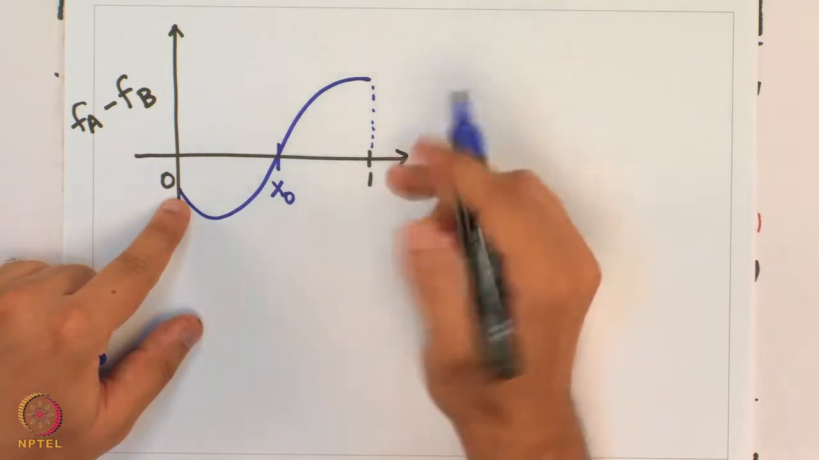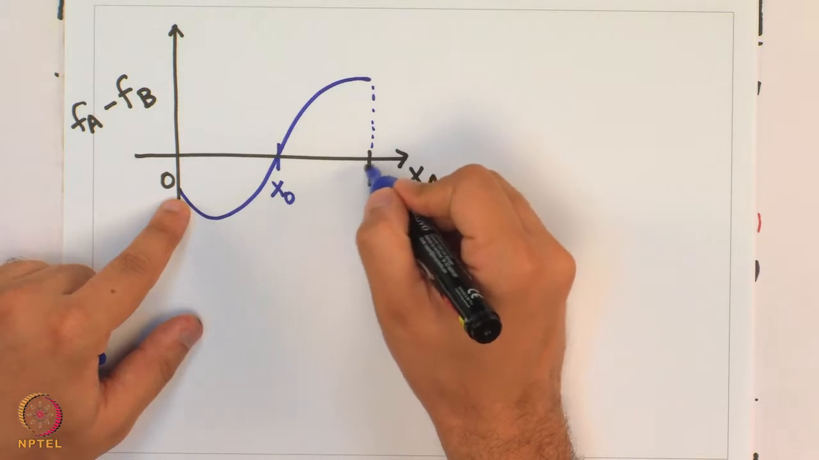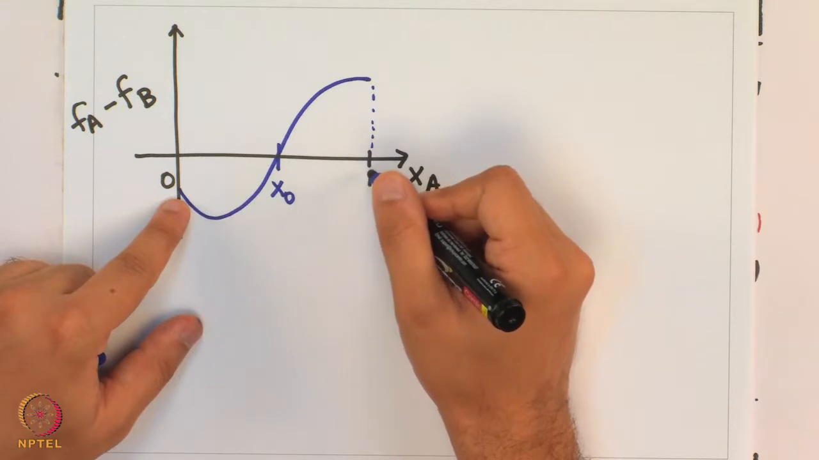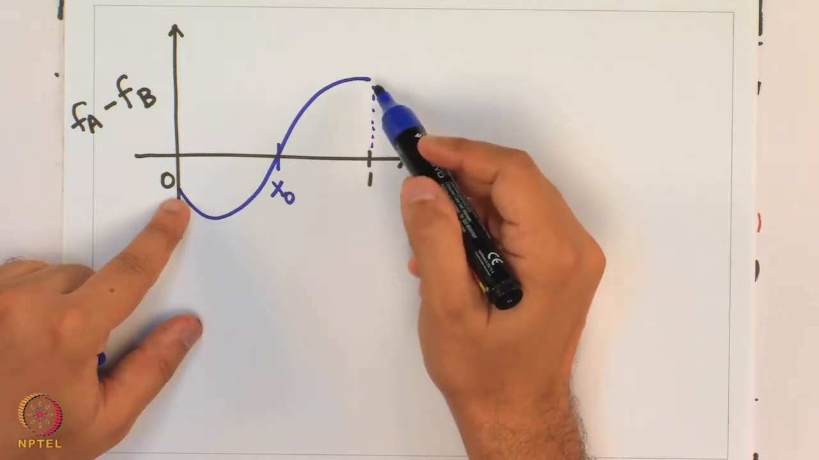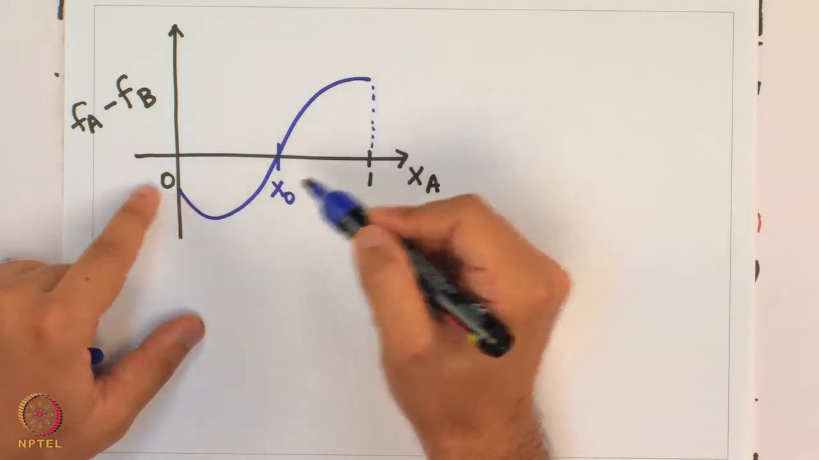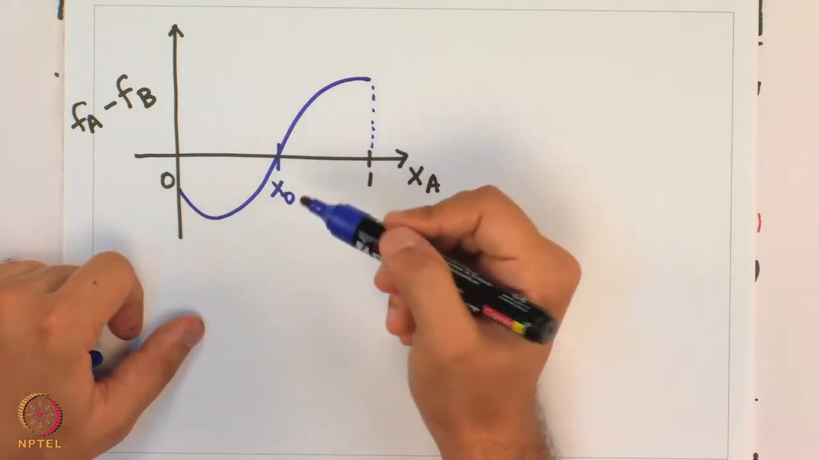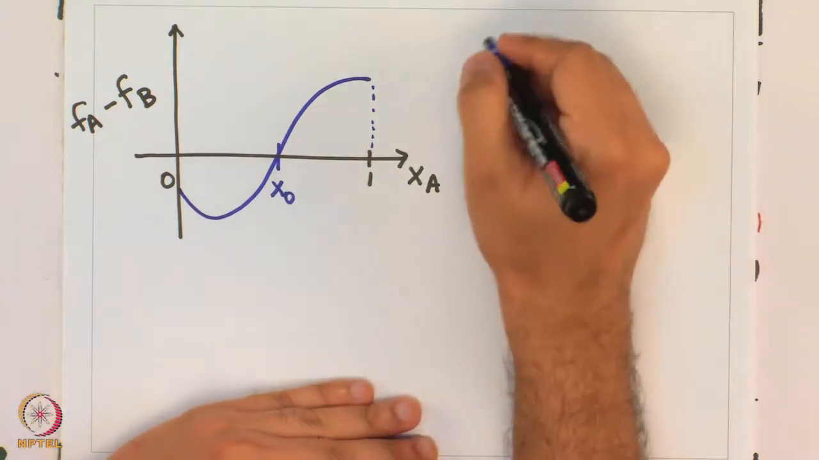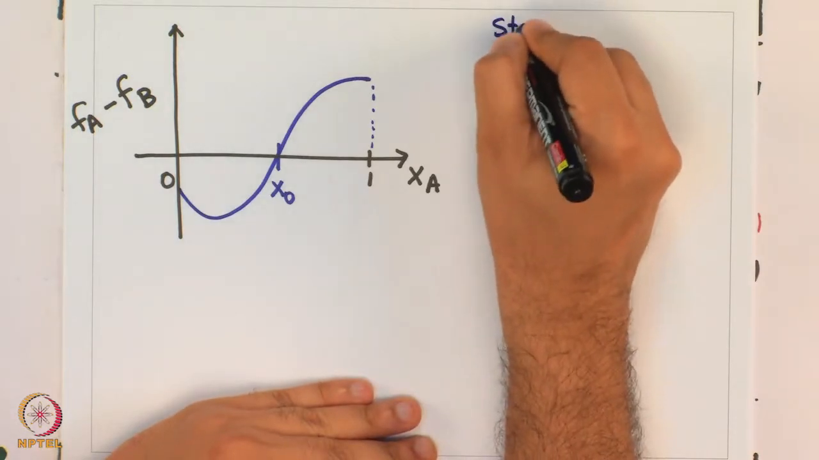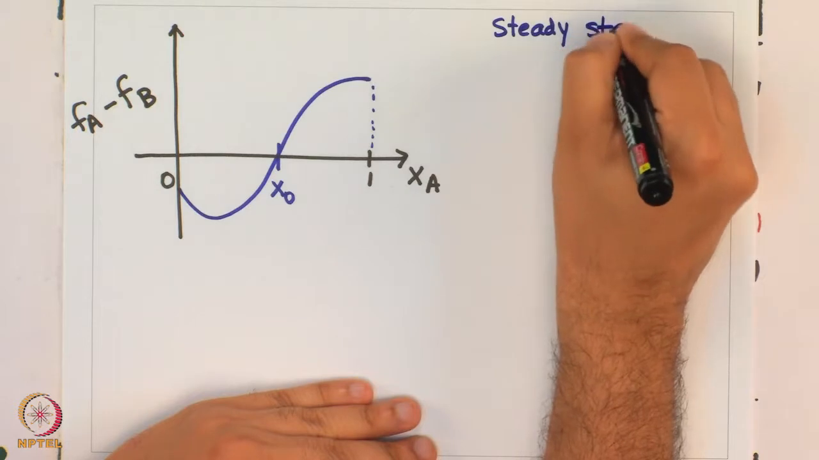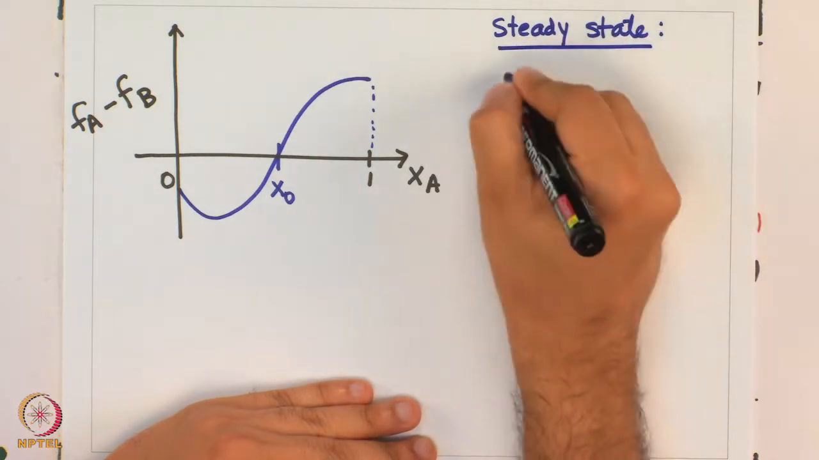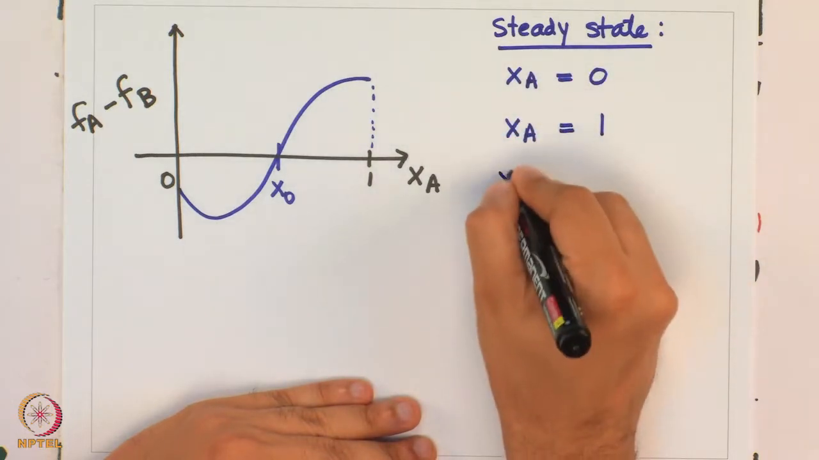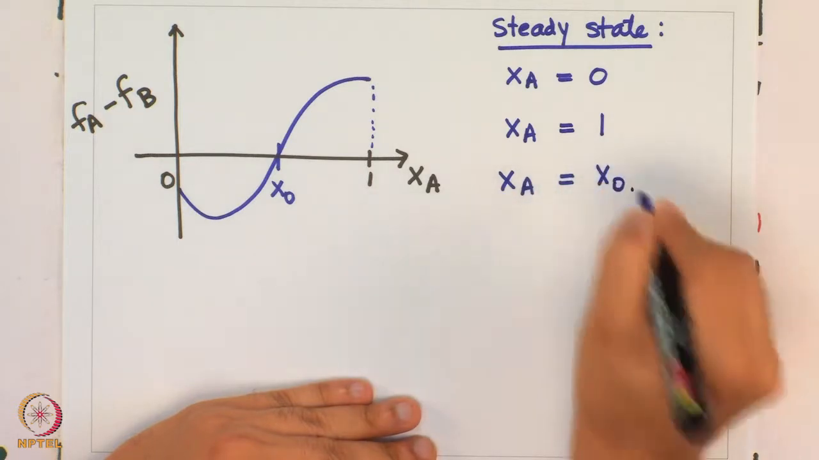However, if there are mostly a's in the population, because this region here represents high values of x a, that means there are lots of a's and very few b's. In a scenario such as that, it is f a which is more than f b, and hence f a minus f b is positive. And in between there is one particular point where the fitnesses of the two genotypes exactly match each other. So, again we do a similar analysis, we know that our steady states are going to be x a equals 0, x a equals 1 and x a equals x naught.